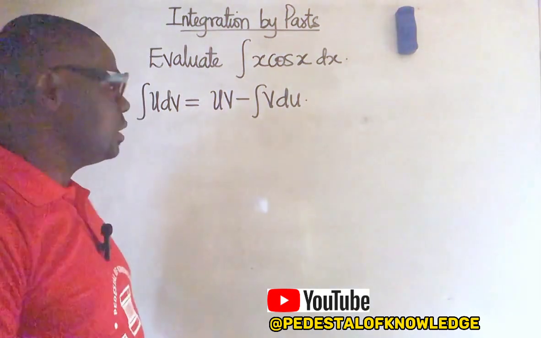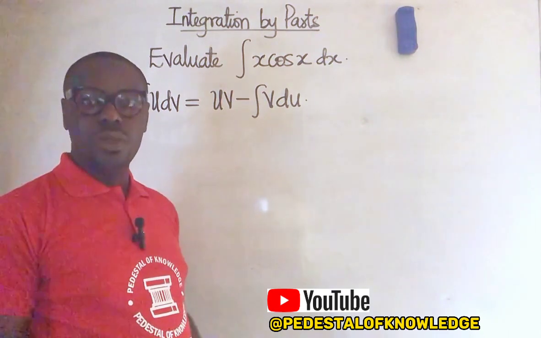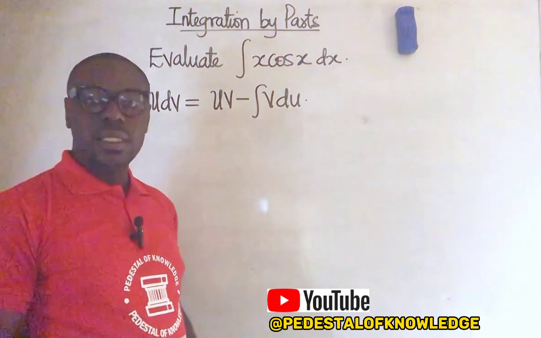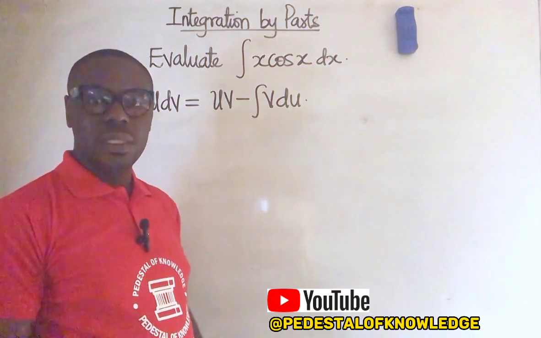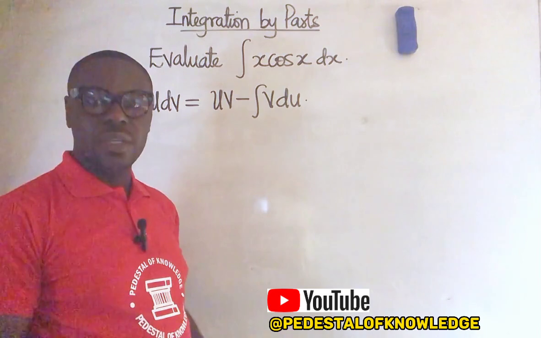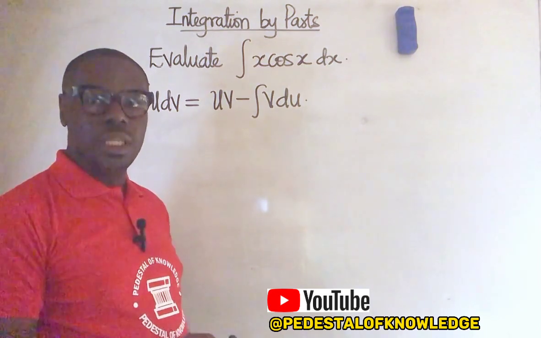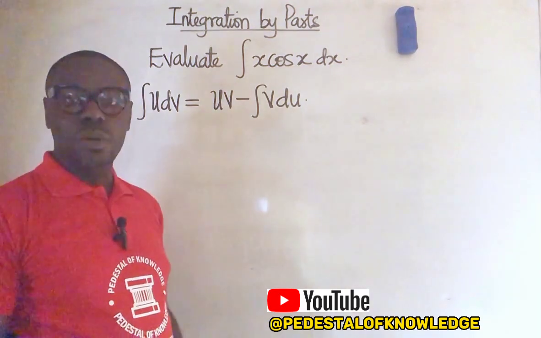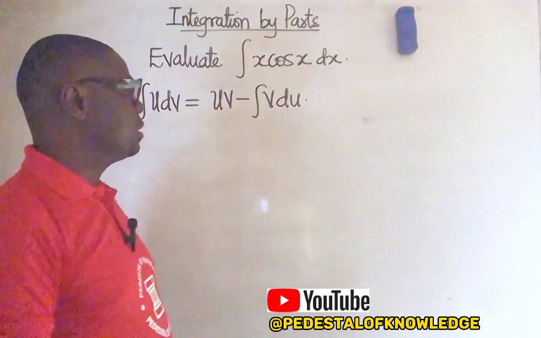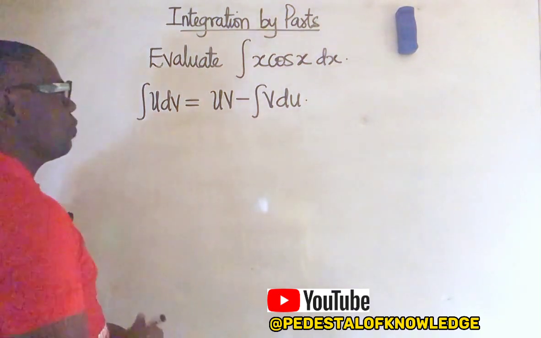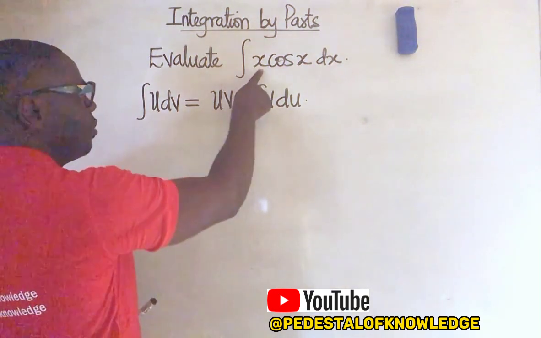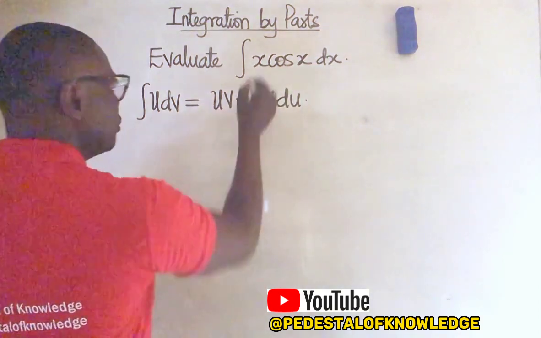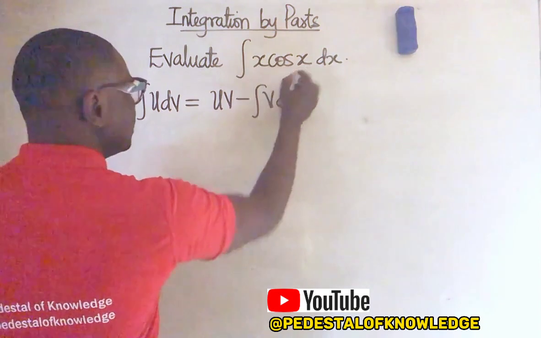Now, the big question is: which of the terms are we going to call u and which are we going to call dv? The term to call u is the one that will give us a constant after successive differentiation and is always the algebraic part, while the term to call dv is always the trigonometric part, that is cos x. So it is very clear from this question that x is the algebraic part, while cos x is the trigonometric part. So we're going to call this part u and this part dv.